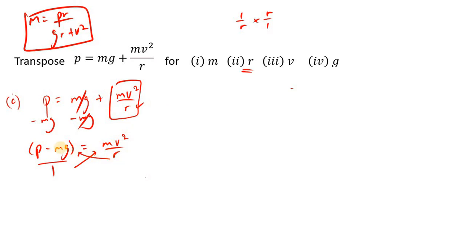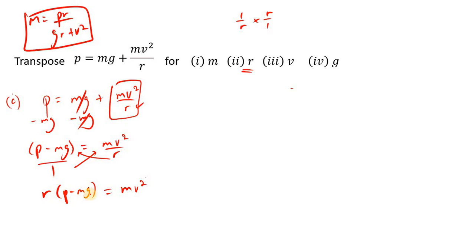So I'm going to say r times p minus mg. I'm going to leave it as that, p minus mg. I'm not going to expand it or anything. And then 1 times mv squared, which is mv squared. So I'm going to leave it in this product form, in other words, r multiplying this quantity p minus mg.